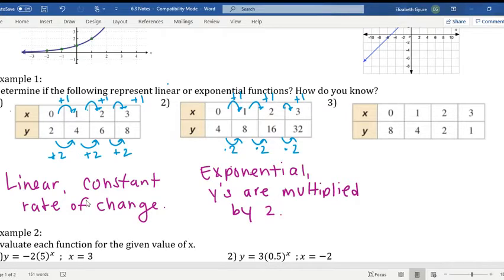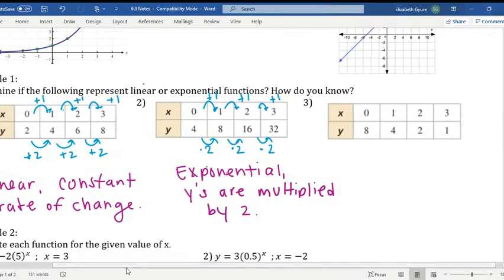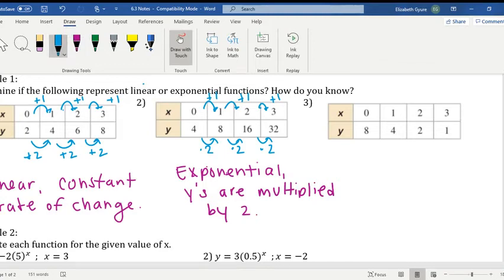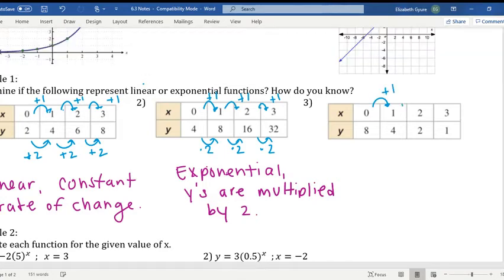All right, and then number 3. Looks like the x's are just doing the same thing, so we just won't even worry about that. Those are going up by 1 each time. All right, and then what's happening with my y's? I have 8, then 4, then 2, then 1. They are going down, yeah.